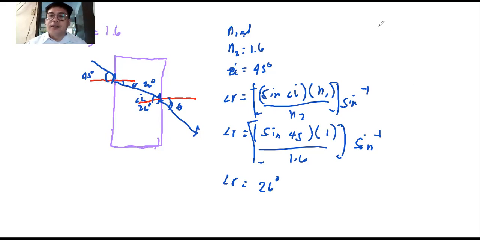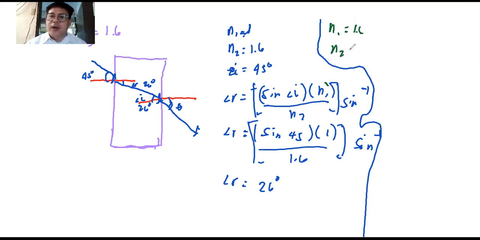So therefore, in the second scenario, let's have the light going from the glass out to the air. So your N1 now will be 1.6. Your N2 is 1. Your incident angle, or angle of incidence, is equal to 26 degrees.